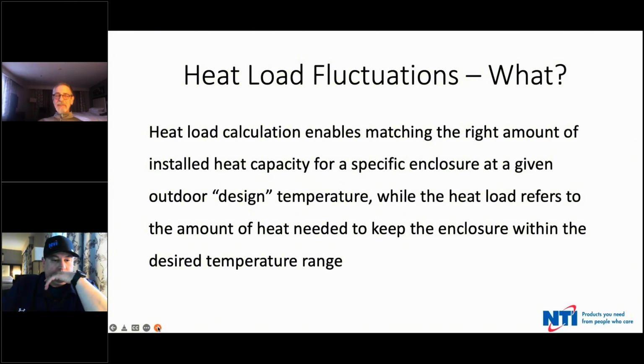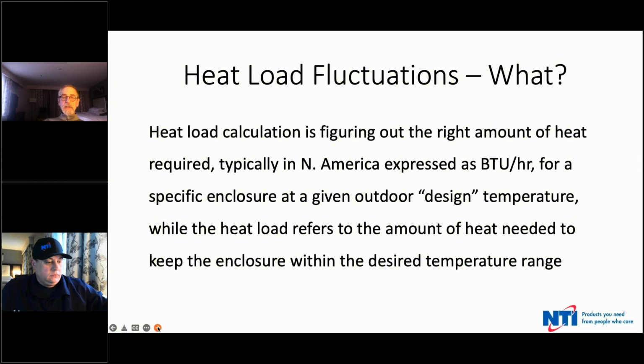So heat load. Let's talk about heat load now, right? And there's fluctuation. Obviously, the whole point of heat load calculation is to match the right amount of installed heat capacity for a given outdoor design temperature. And the heat load itself refers to the amount of heat that's required to keep the building at the desired temperature. So one's related to the other, but they're not exactly the same. In North America, that's expressed in BTUs per hour at a given design temperature.